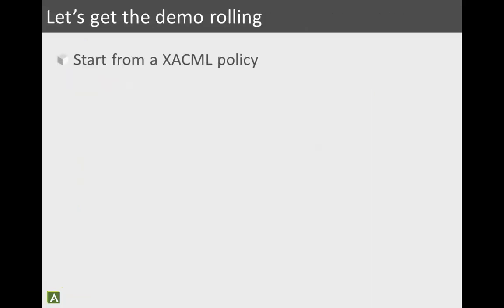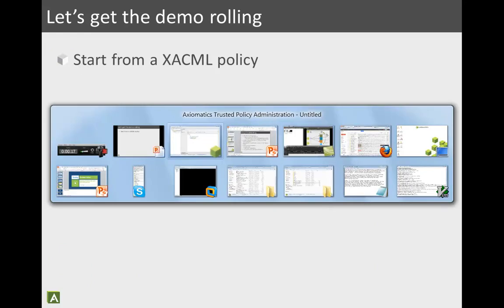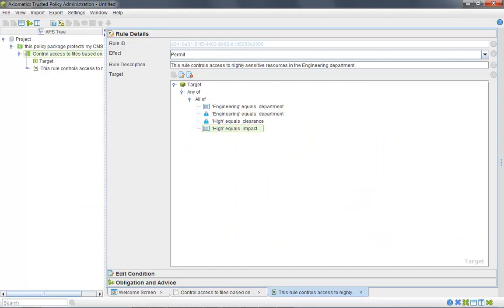Let's start by writing a XACML policy using the Axiomatics Policy Administration Point. What we are looking at is a pre-built XACML rule which yields a permit and applies to users in the engineering department, users that have a high level of clearance, and resources that also belong to the engineering department and resources that are labeled as having a high impact.